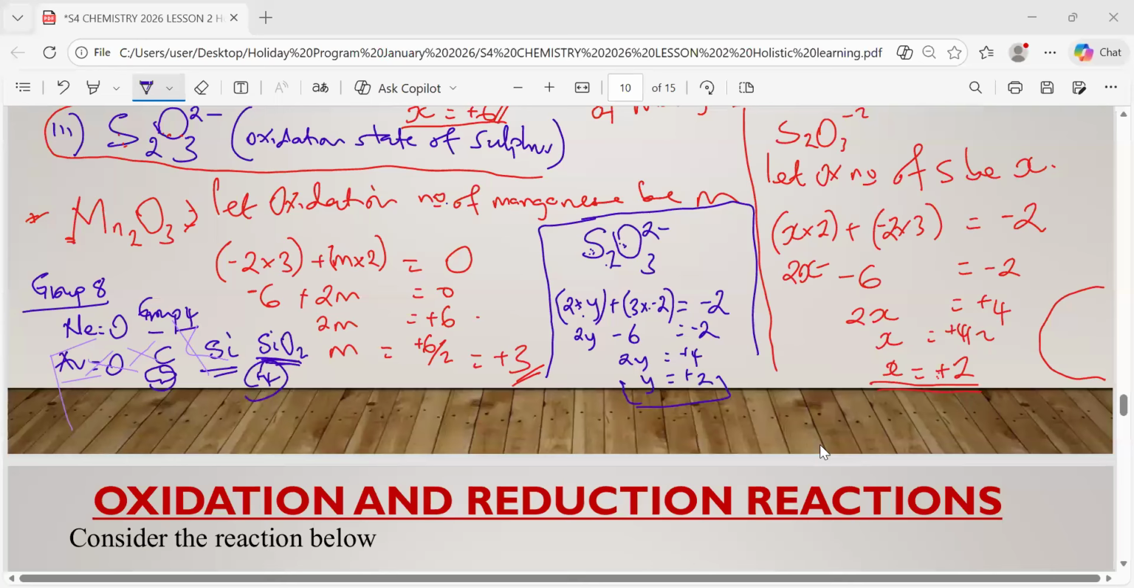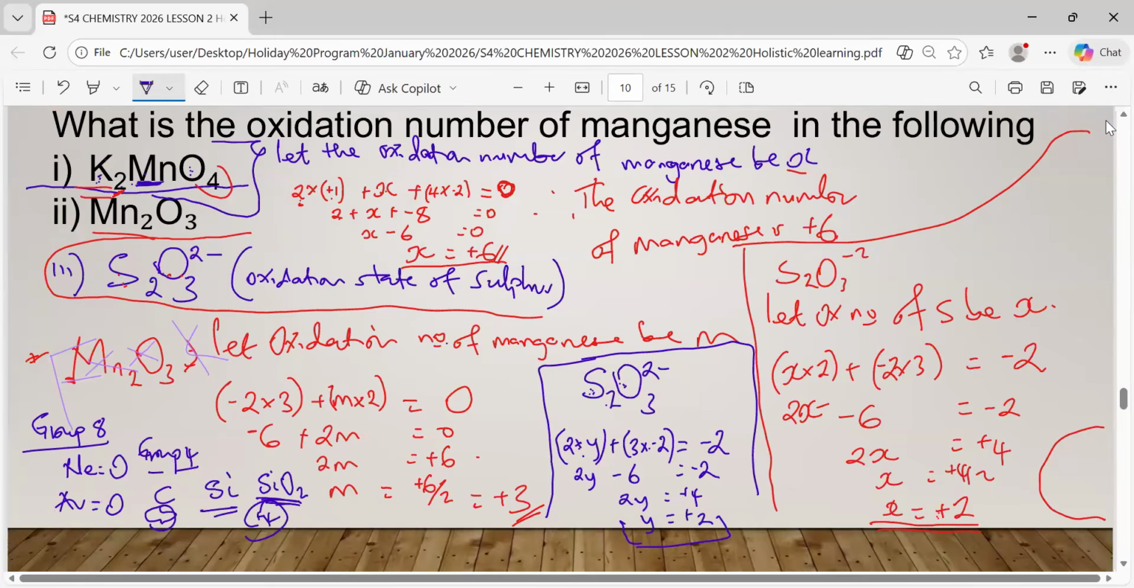Okay, yes, Ruth. Why is it that in number 1 you equate to 0, but number 3 you equate to -2? Yeah, why?